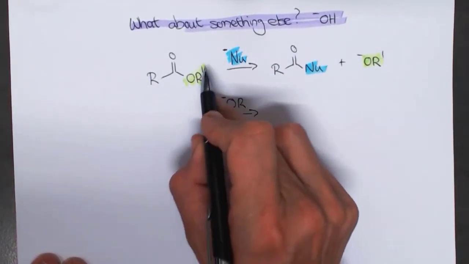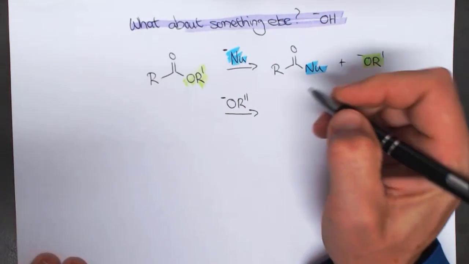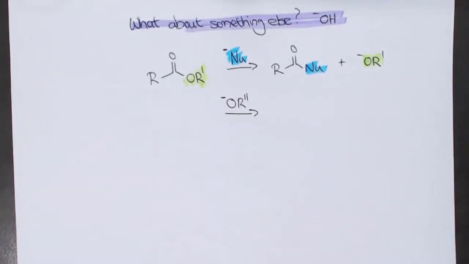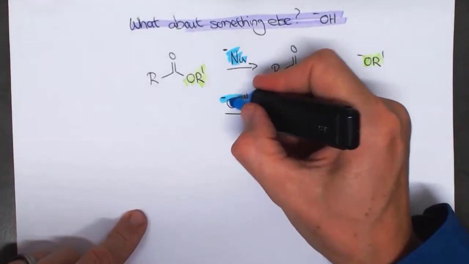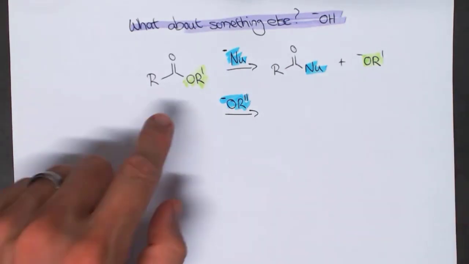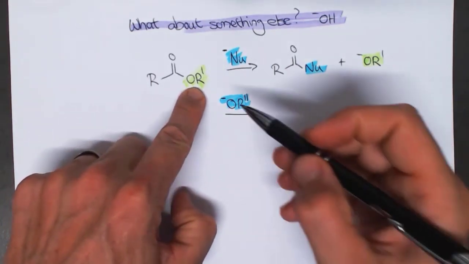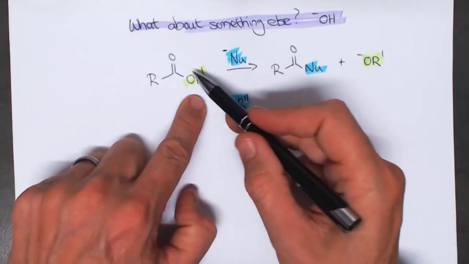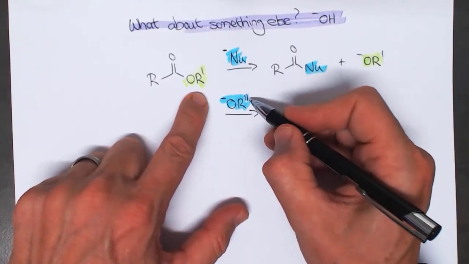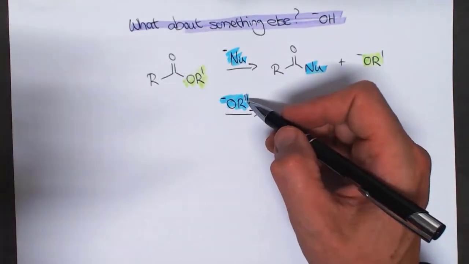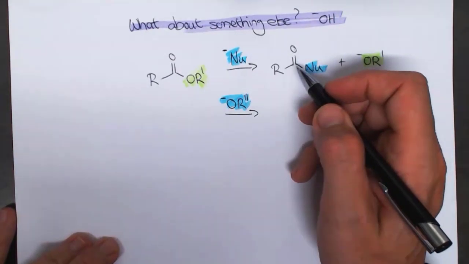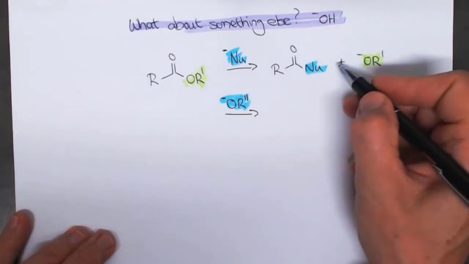And so we've got R prime. Let's make this R double prime. So this is a different type of alkoxide to the one that we had over there. This one, for instance, could have been a methyl group. So this would have been a methyl ester. And maybe this R2 over here is an ethyl group. We're going to be making an ethyl ester.